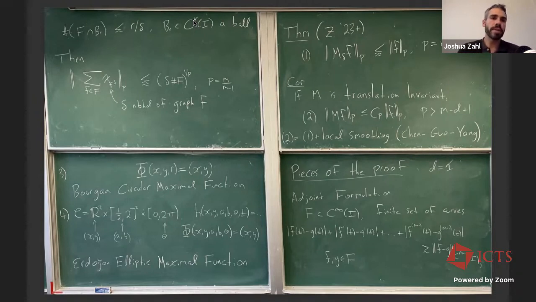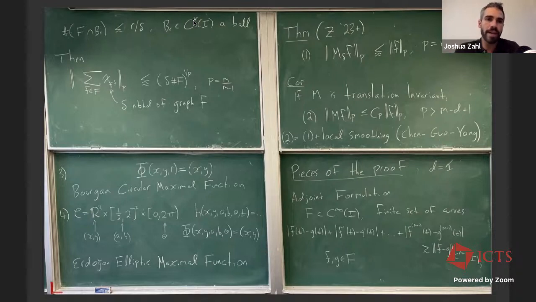If you were to take any ball of radius r in the C^(m-1) norm and ask how many curves from F are inside of that ball, I want there to be at most r over delta. Sometimes this is called a one-dimensional Frostman condition on the set F. And this is very closely related to my projection function phi being smooth.